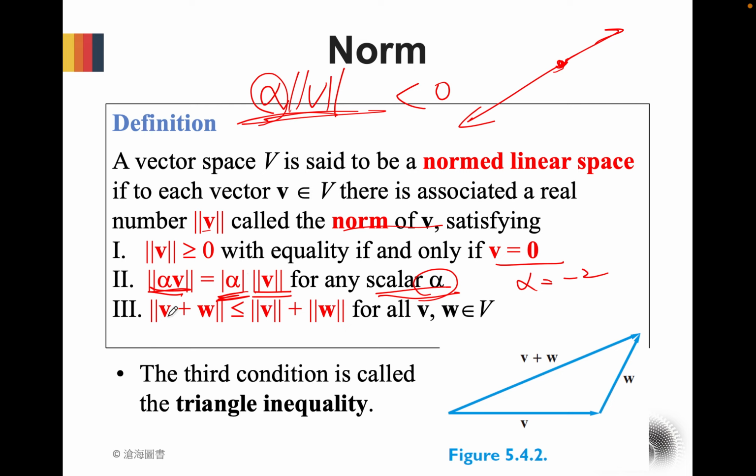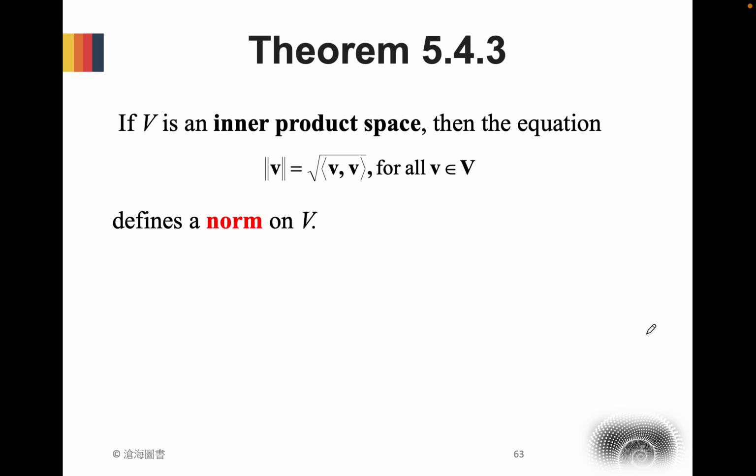And the norm of V plus W is smaller than or equal to the norm of V plus the norm of W, which is the so-called triangle inequality, right? Because if this is V and this is W, the length of V plus W is smaller than the sum of the lengths of V and W. This is the triangle inequality. Okay. So if V is an inner product space, then the norm of V can be defined like this. We have mentioned this before, right? This defines a norm on V.